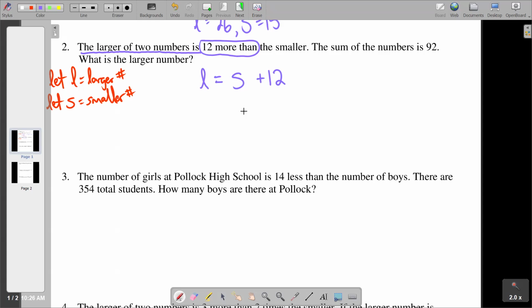Not 12. It just says that the sum of the numbers is 92. Translate that to English for me. They add up. The pronoun they is, of course, referring to the larger and the smaller number, right? So could you write me an equation that reflects that they add up to 92? There's no 12. L plus S equals 92. The 12 has nothing to do with this equation. This equation simply says the sum of the numbers. That's the sum of the numbers right there. No 12, nothing else. It's just whatever they are added together. That equals 92.